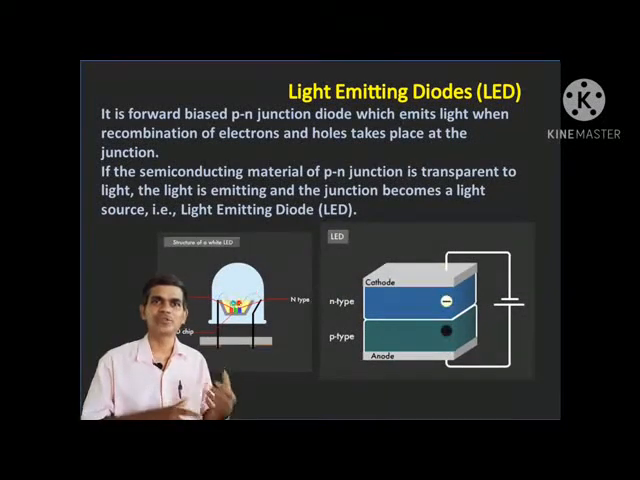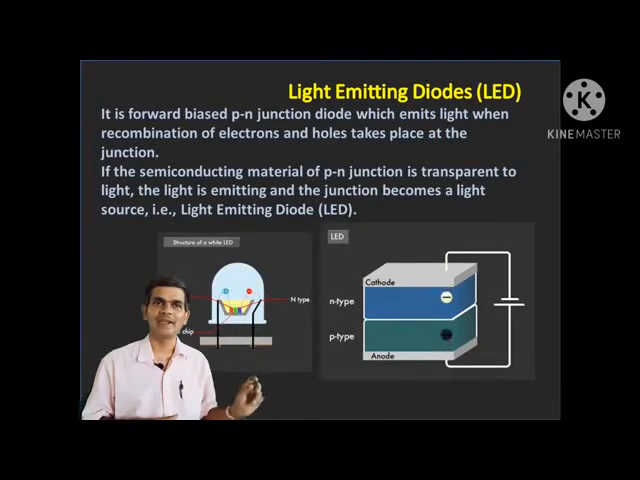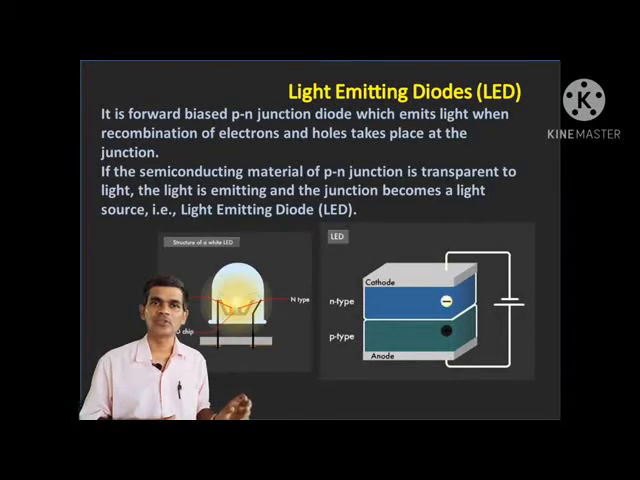Let us see how this light emitting diode works. It is a diode that works in forward bias. A forward biased PN junction is there inside this particular LED, and it emits light due to recombination of electrons and holes that takes place at the junction. The holes from the p region and electrons from the n region recombine and convert into light energy at this junction. And when a battery is connected in forward bias.